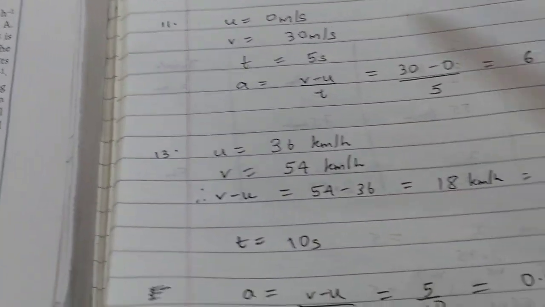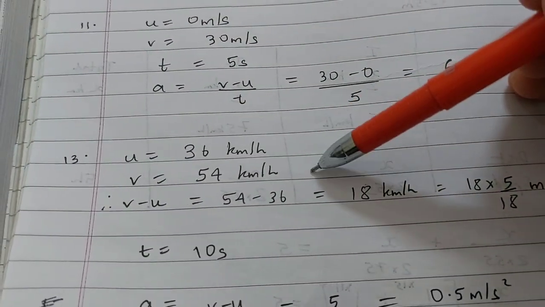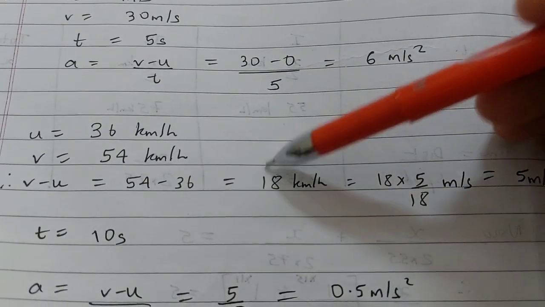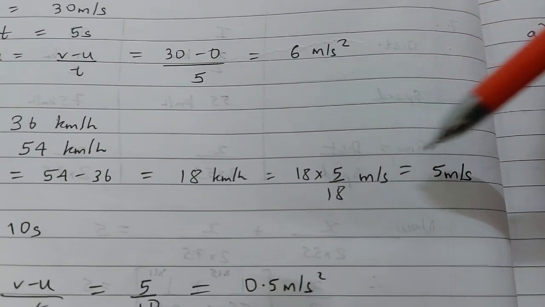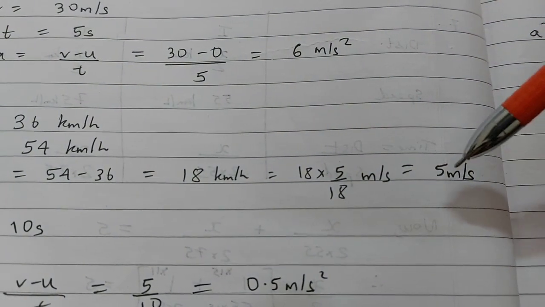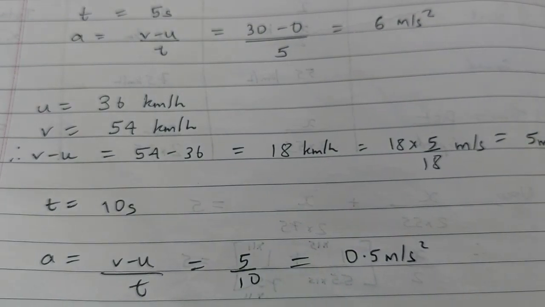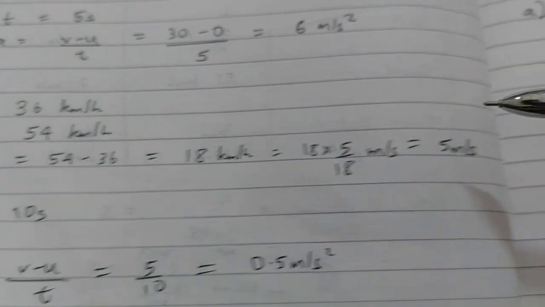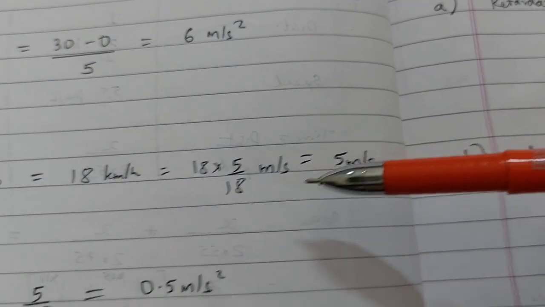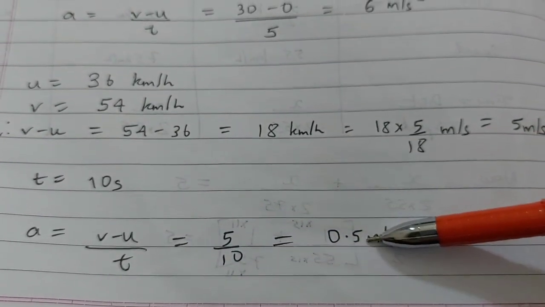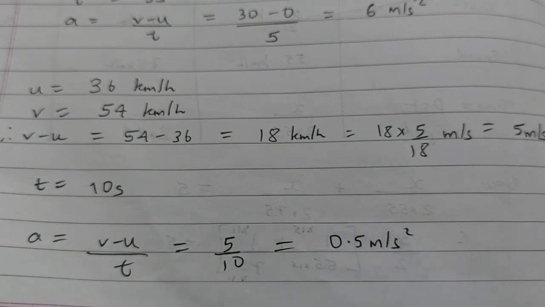Well, you could have converted them into meters per second individually, but what I'm going to do is find the difference first, 18 kilometers per hour, v minus u, and convert this into meters per second, so that I have to do it only once, because in the formula we have v minus u already. So I'm going to use the formula and the value of v minus u directly as 5 meters per second, and time is 10 seconds, so I get the acceleration answer as 0.5 meters per second squared.